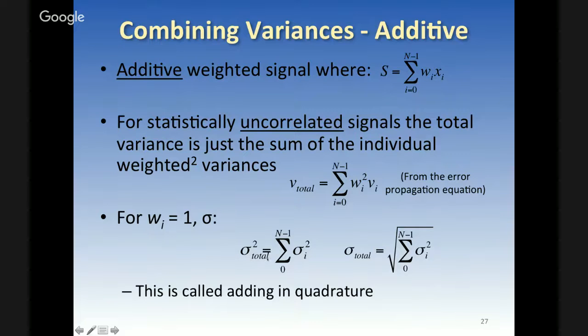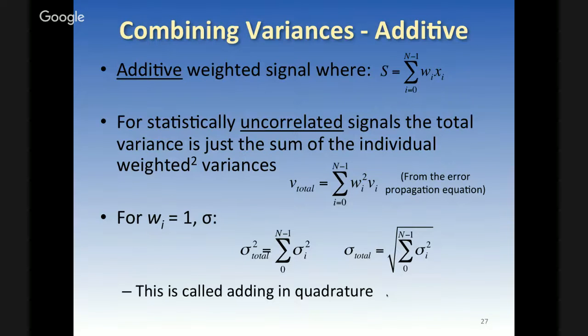The sigma just adds up as the sum of the variances, and so the sigma adds up as the square root of the sum of the sigma squared. This is called adding in quadrature, and I'm sure you guys have seen this in various places. This turns out to be very important. This is the way that you can add the uncertainty in various noisy signals that you are adding together.